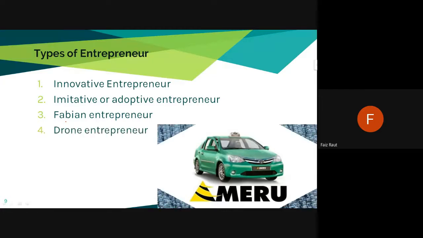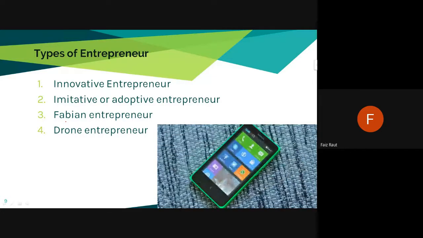Okay. Last one is about drone entrepreneur. Drone entrepreneur, I didn't find any example of a car which was related to that. So first innovative was our Uber, our Ola, and our Meru. Drone entrepreneur, they never adopt. Even worse than Fabian. Okay, drone entrepreneur don't try to adopt.